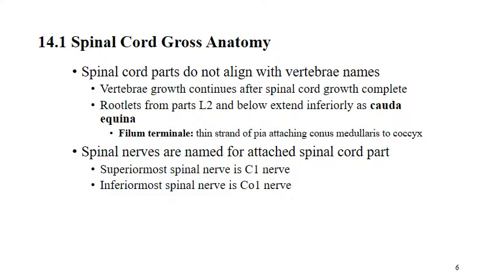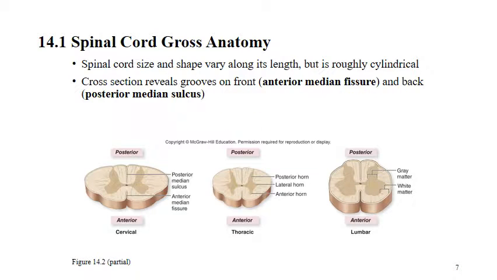So the spinal nerves are named for where they're attached on the spinal cord part, as we suggested, starting with the C1 nerve all the way down to the very end, which is that Co1 nerve. So notice that the spinal cord size and shape varies along its length, but is roughly cylindrical, and we'll see that in our lab. And a cross section is going to show grooves on the front, called the anterior median fissure, and also on the back, the posterior median sulcus. So you can see that anterior portion here as the anterior median fissure, and then the sulcus on the posterior section of the spinal cord.